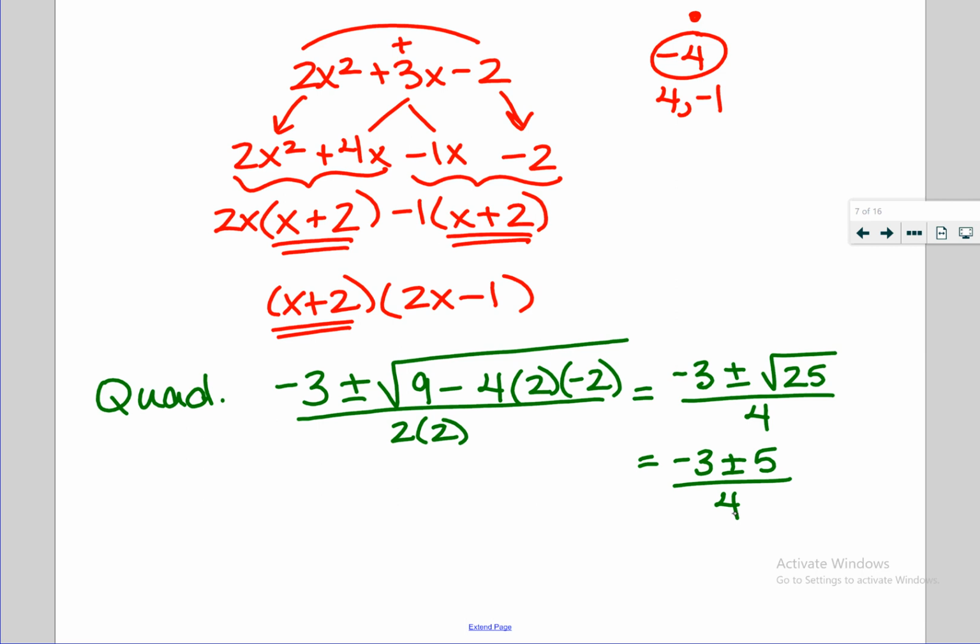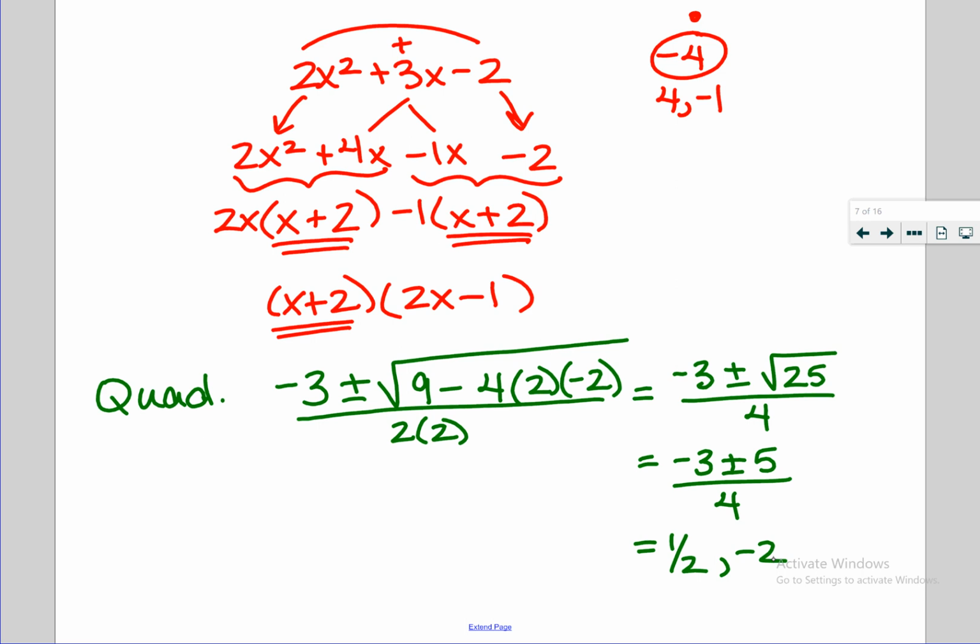If I simplify with the plus, -3 plus 5 gives me 2 over 4, gives me my first answer of a half. If I simplify with the minus, -3 minus 5 gives me -8 divided by 4, which gives me the other answer of -2. So the quadratic formula doesn't give you the factors, it takes you straight to the answer, which is nice.